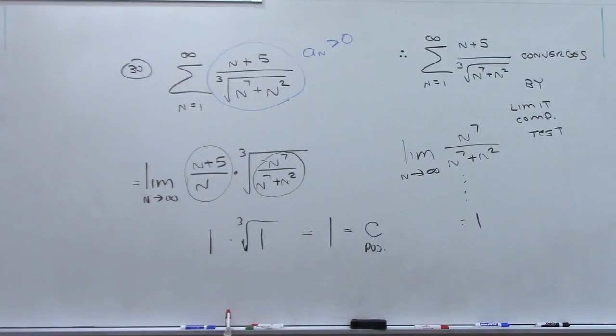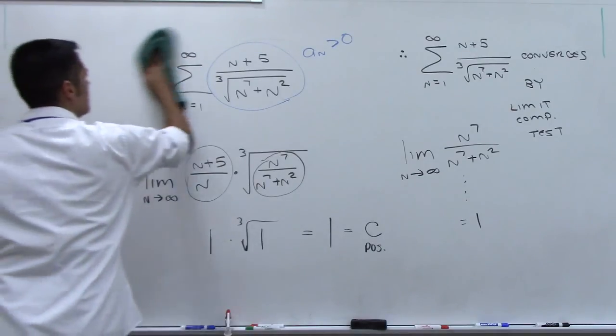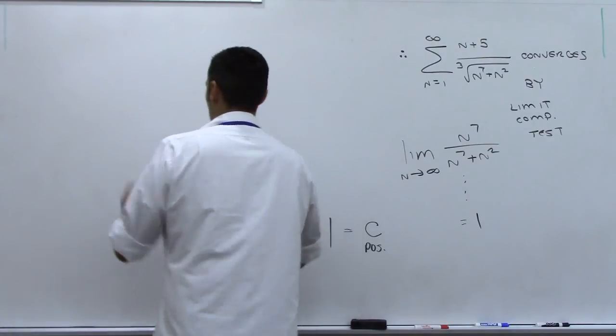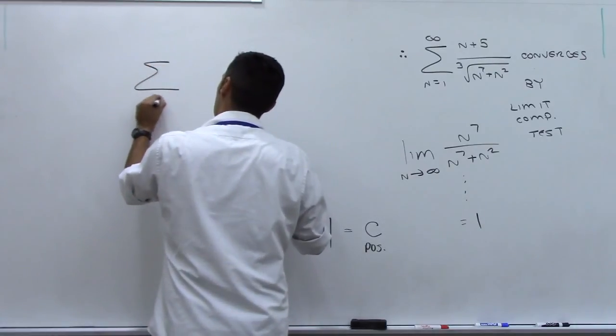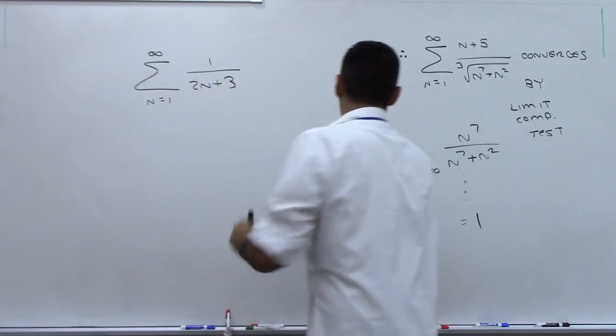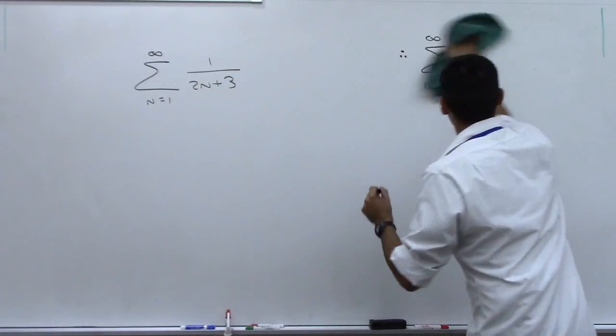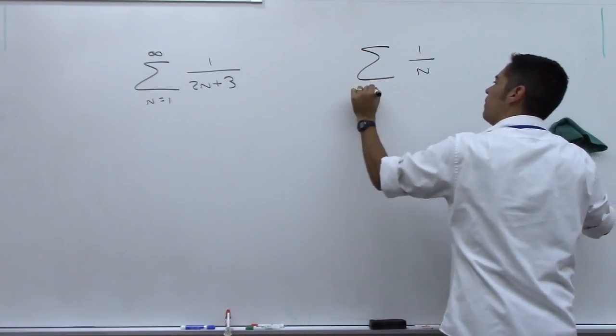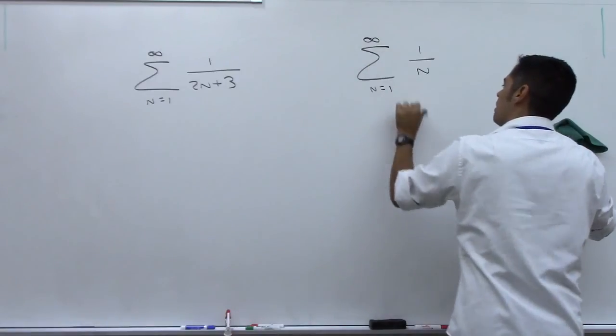So let me see what other ones we could have gone back and done. How about number 26? This is the one I said we could show is harmonic and just be done with it. On 26, the sum n equals 1 to infinity of 1 over 2n plus 3. If I compare that to a harmonic series, if I compare that to 1 over n, I know that this diverges.